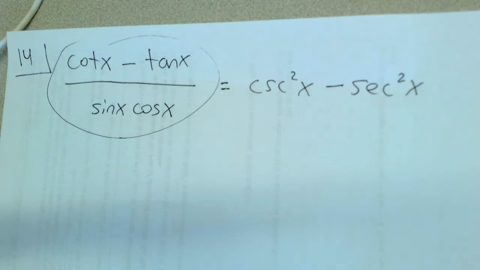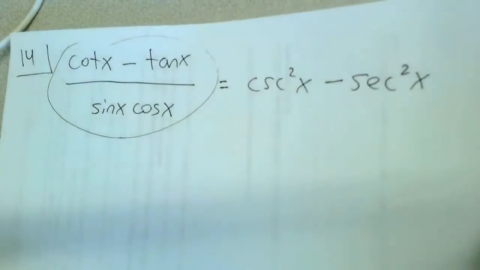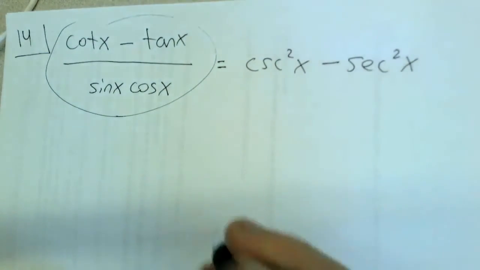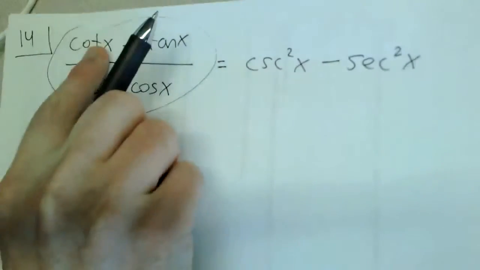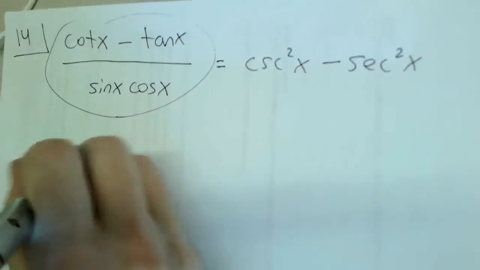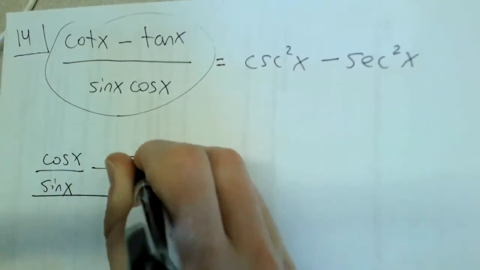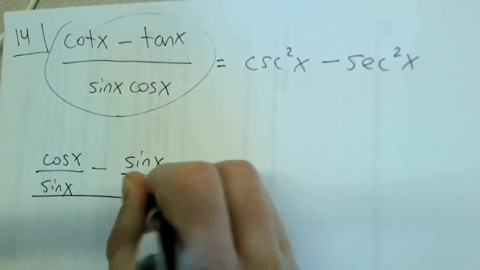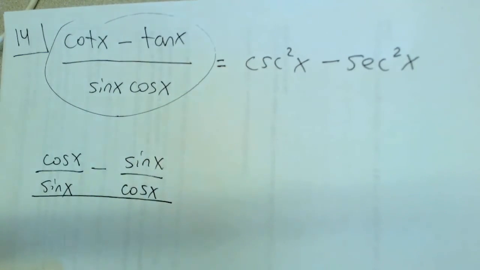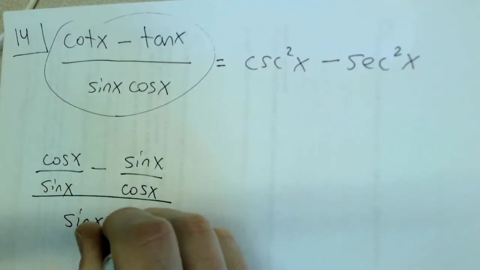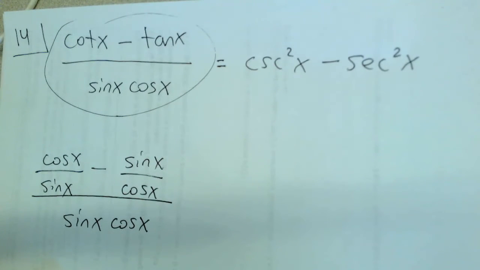So I think there's a hint for this one. Yeah, there is. It says, hint, try converting to sines and cosines, then splitting the fraction. Let's give that a shot. I'll move a little bit more quickly this time than the last one because it's very similar. So converting everything to sines and cosines on the left-hand side, cotangent is, of course, cosine over sine, minus tangent is sine over cosine. And the denominator of the large fraction is already in terms of sines and cosines, so nothing to do there. Okay.